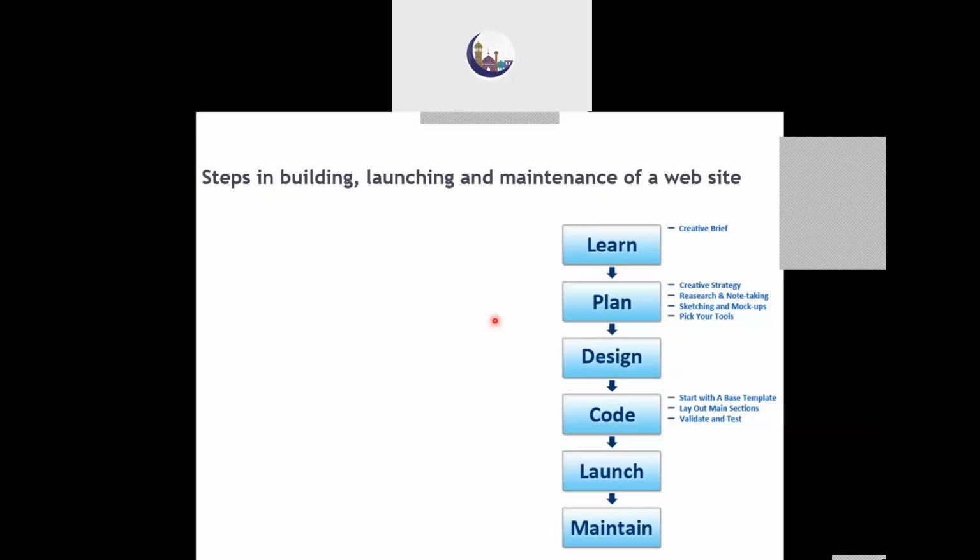Now, to create a website, to build a website, to launch it, and to maintain it, what are the things that we need to know? First and foremost, whenever you are thinking about creating a website, the first step that you need to take is to learn about various other websites that are already existing.